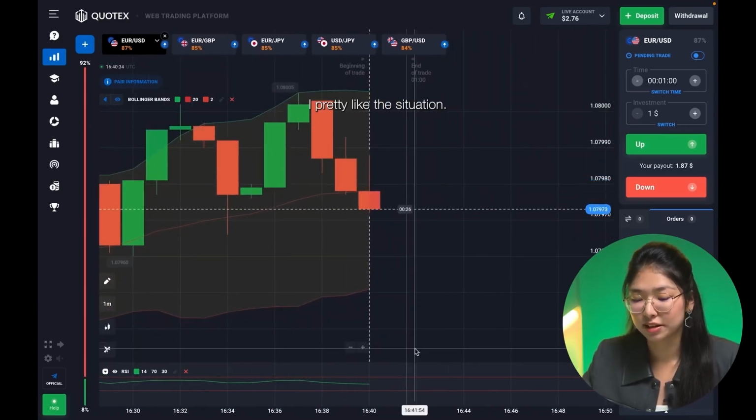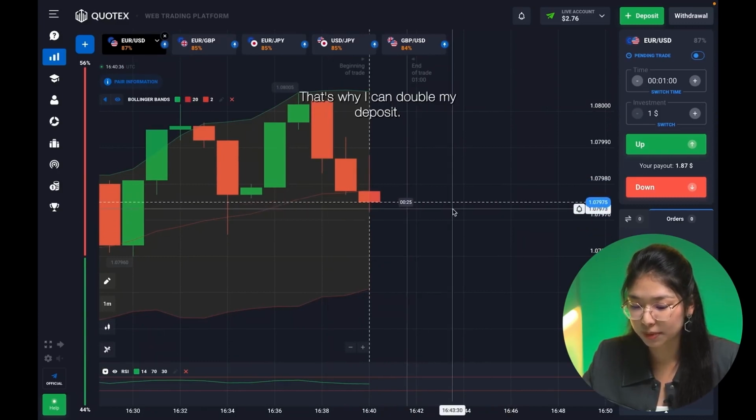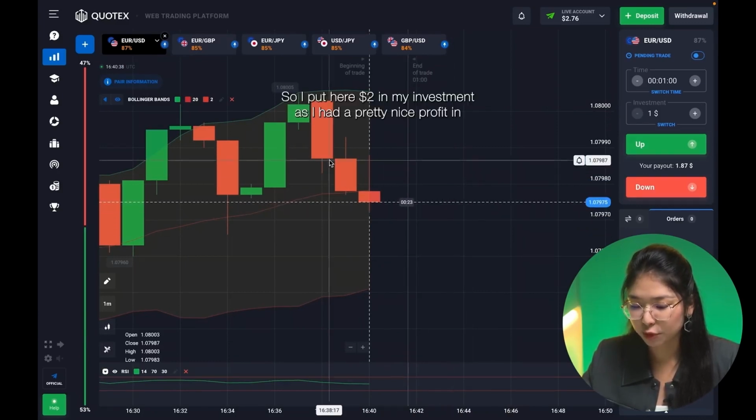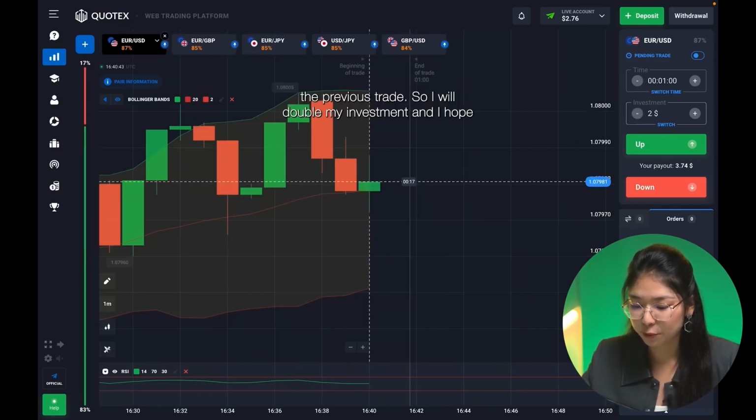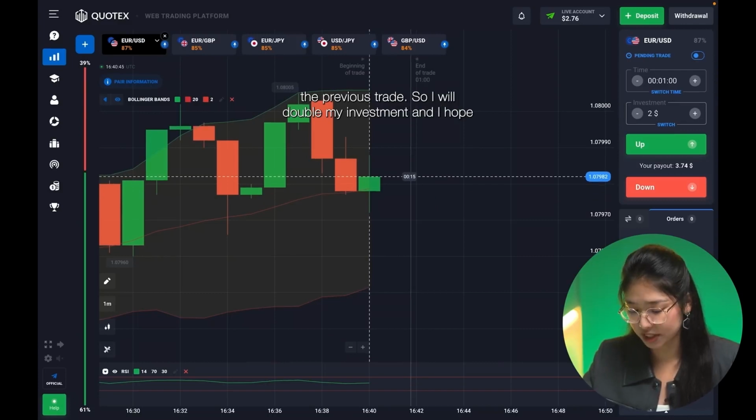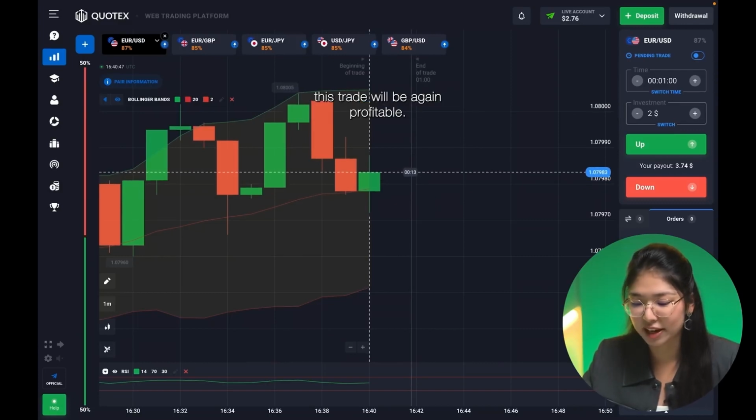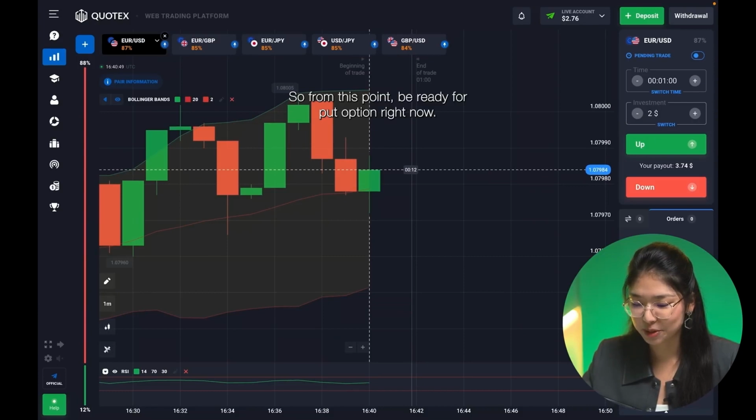I pretty much like the situation, and that's why I can double my deposit. So I put here $2 in my investment, and as I had a pretty nice profit in the previous trade, I will double my investment, and I hope that this trade will be again profitable. So from this point, be ready for put option right now.